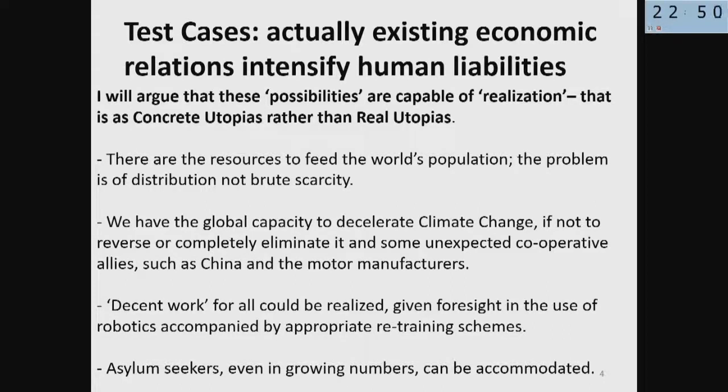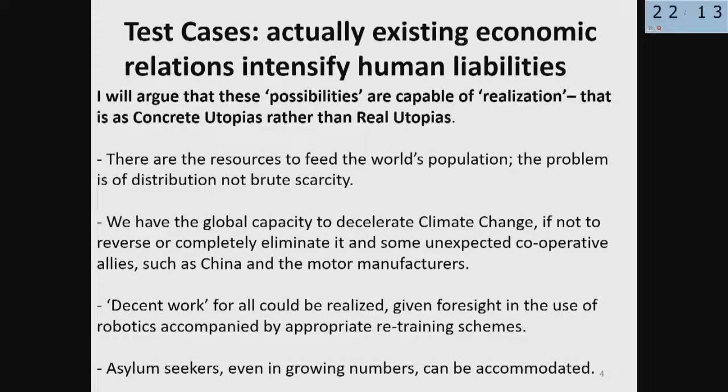First, there exist the resources to feed the world's population. The problem is one of distribution. It's not one of brute scarcity of foodstuffs. It's something Stefano I've heard argue many a time. Second, we have the global capacity to decelerate climate change, if not to reverse it completely or completely eliminate it.